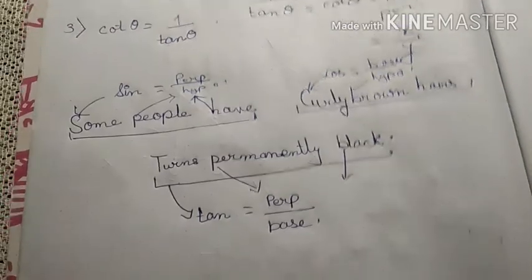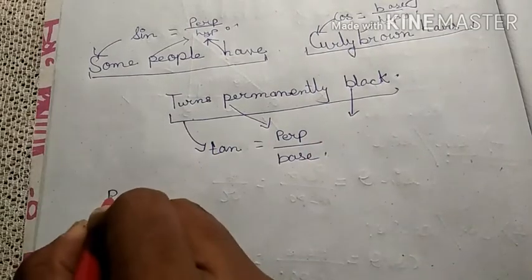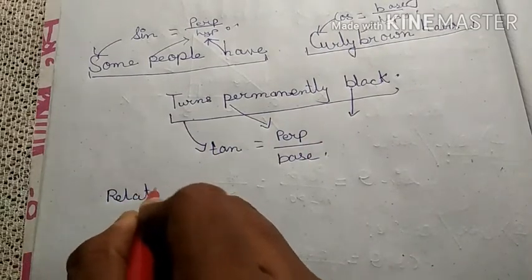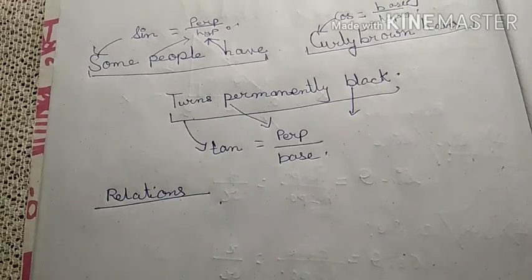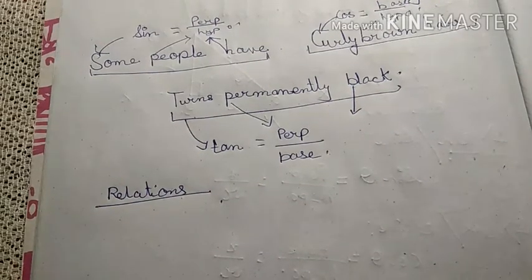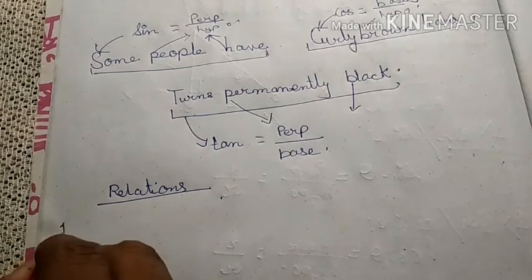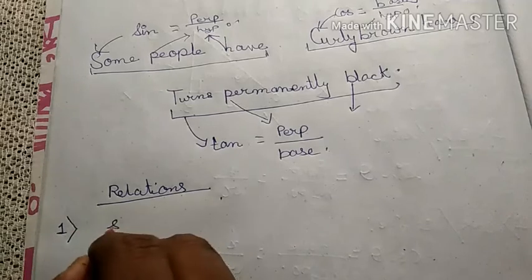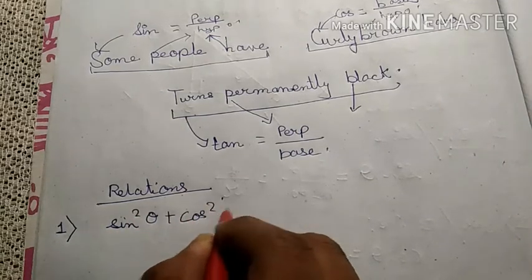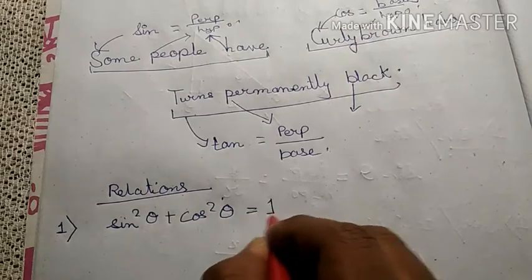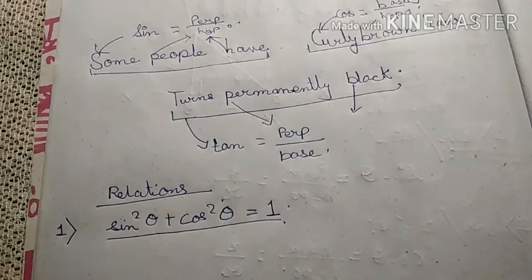Now we will see a few relations from the above ratios. These are basically a recapitulation of your class 10th. Now I will recapitulate it a little so that you remember what you have done previously. So number 1 is the relation sin square theta plus cos square theta is equal to 1.